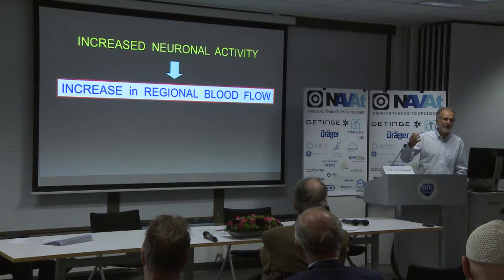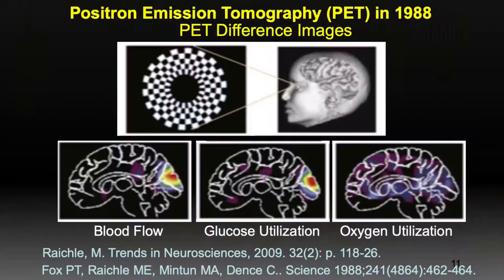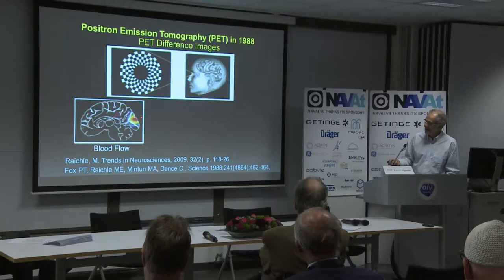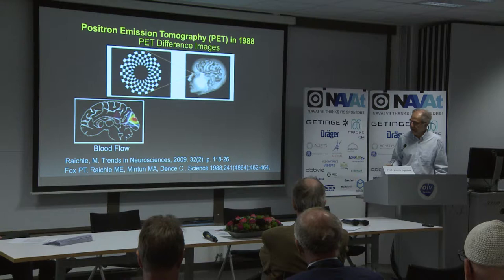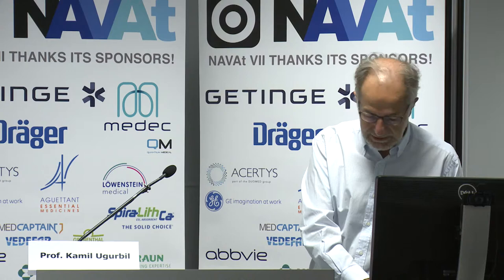And this is really the technology or the concept behind PET imaging, positron emission tomography, to map activation in the human brain. So in PET they generated images like this. For example, this is blood flow changes in the visual cortex in response to a stimulation like this, and PET was then for quite a while the technique that allowed you to image activity in the human brain.